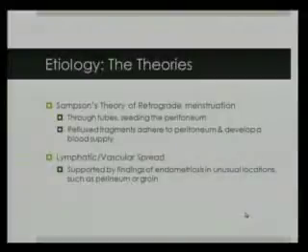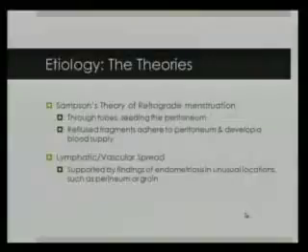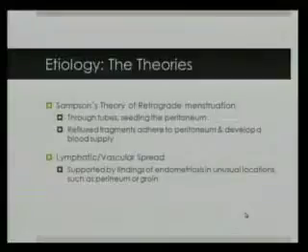However, there's other situations where we know it can't all come from retrograde menstruation, and that's where these other theories come from. Another theory is lymphatic or vascular spread. This theory exists because of the presence of endometriosis in unusual locations, such as the perineum or the groin, where that's the predominant way that we would think that it would spread.